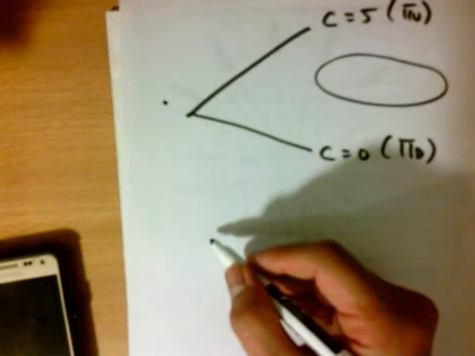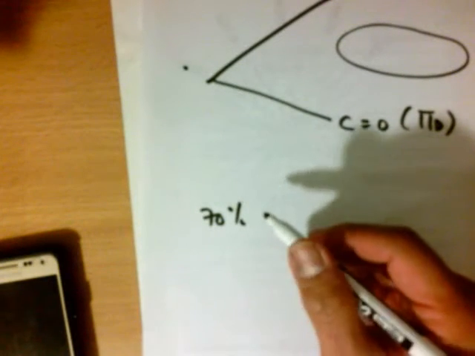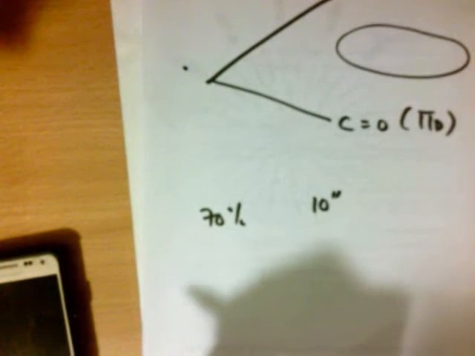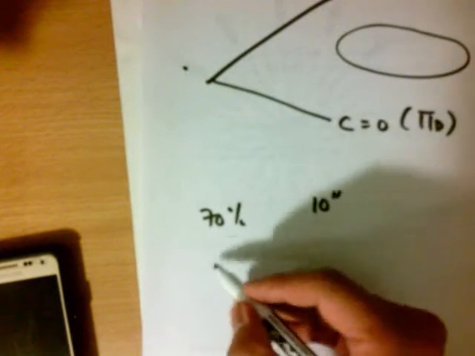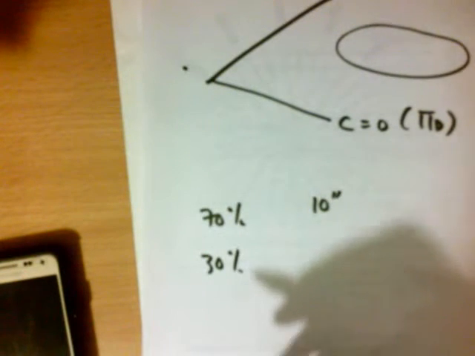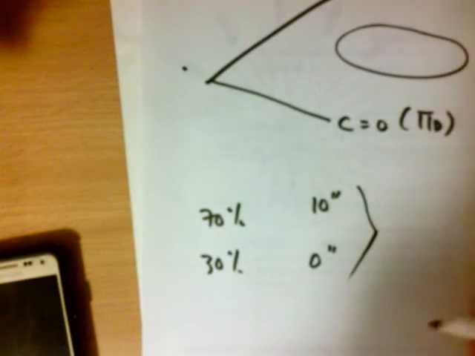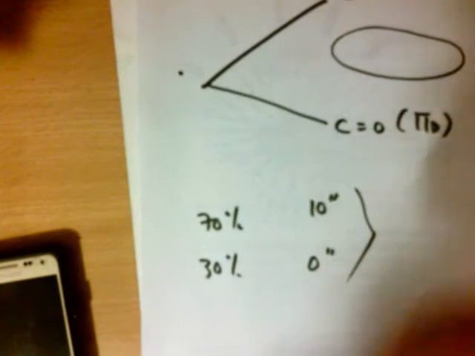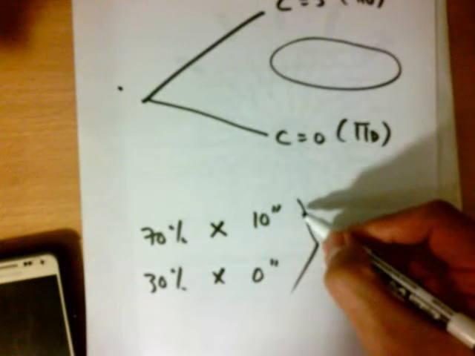Let's say there's a 70% chance that tomorrow it's going to rain 10 inches, and 30% chance there's no rain at all, so 0 inches. What is the expected value? If you have this information, 70% chance you get 10 inches of rainfall, and 30% chance there's nothing. In that case, you multiply by the probability. What is 70% times the 10?